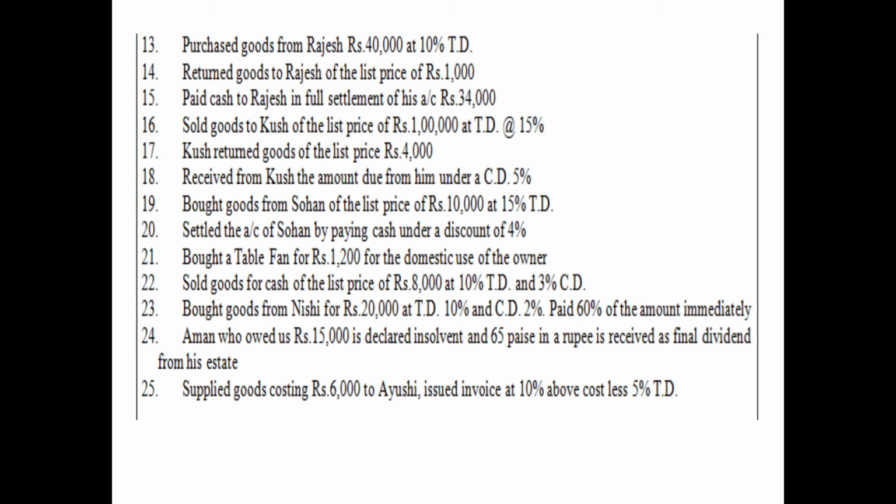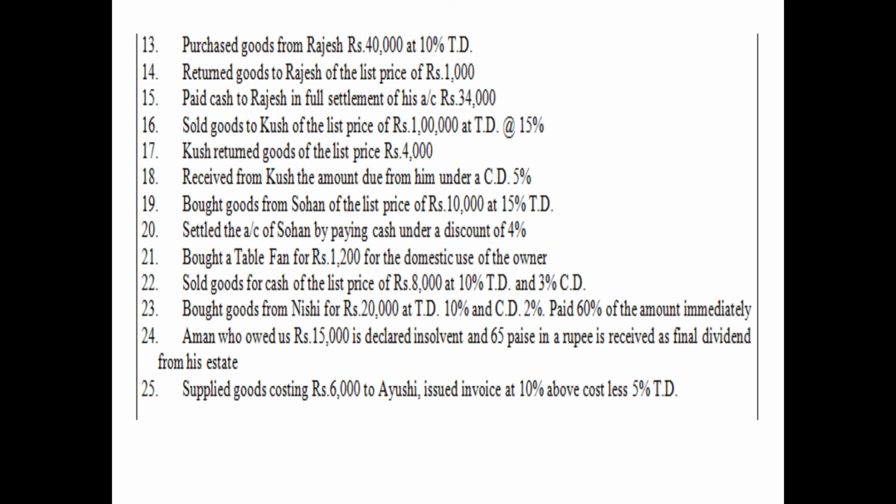Now since we are doing the full settlement, we are wiping off his name from the books of accounts, therefore we are required to debit him. So the combined entry for this full settlement will be Rajesh debited 35,100 to cash account 34,000 to discount received account 1100.